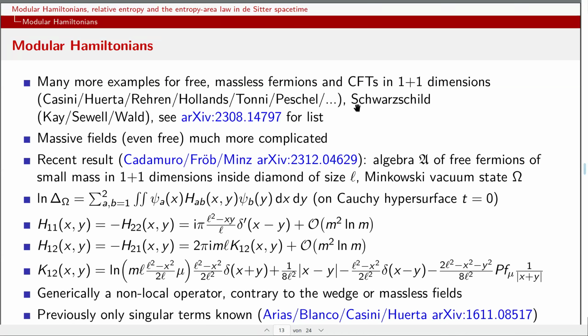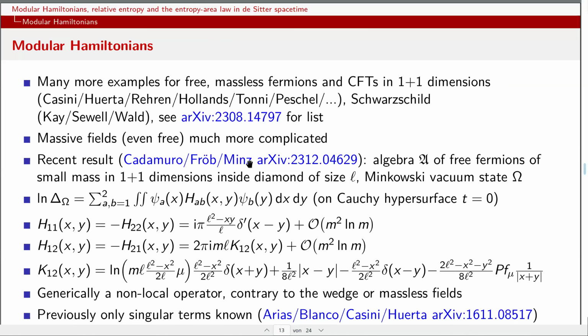So, well, I put here some names. One can also compute the modular Hamiltonian for fields in the exterior Schwarzschild spacetime. There's a long list in one of my papers. Again, it's only for very special situations, and if you want to have massive fields, I mean, our world is massive, obviously, even if they are free, then the modular Hamiltonian becomes much more complicated.